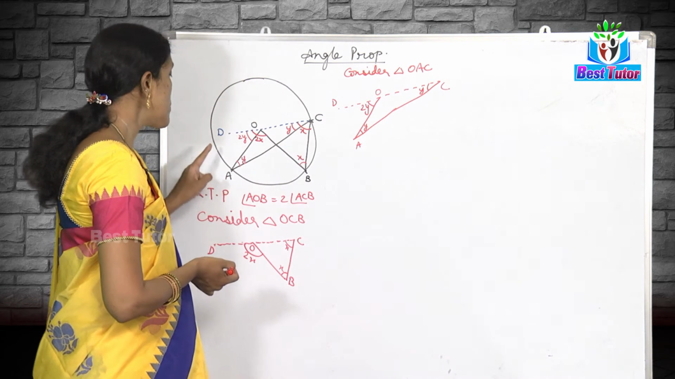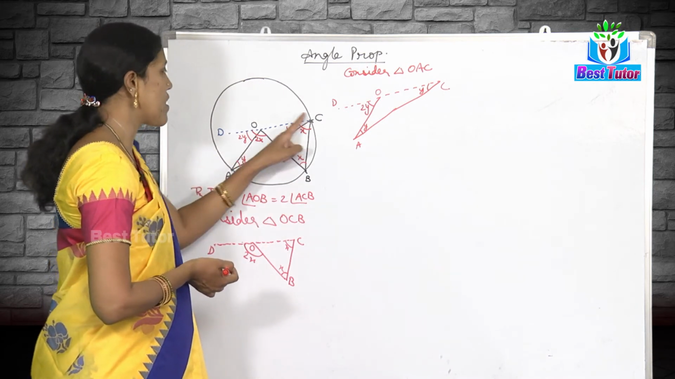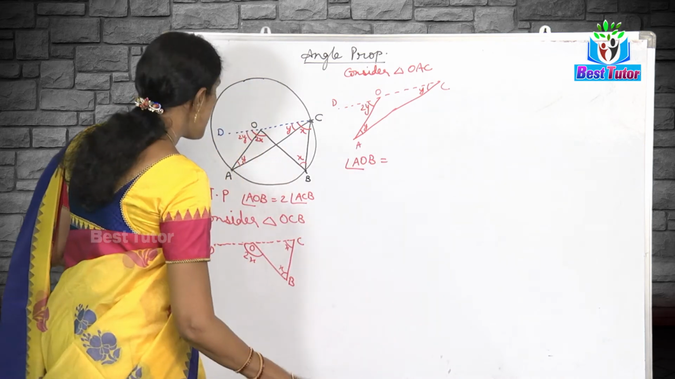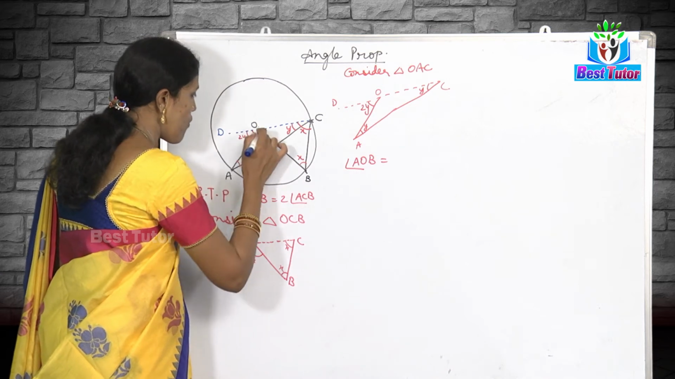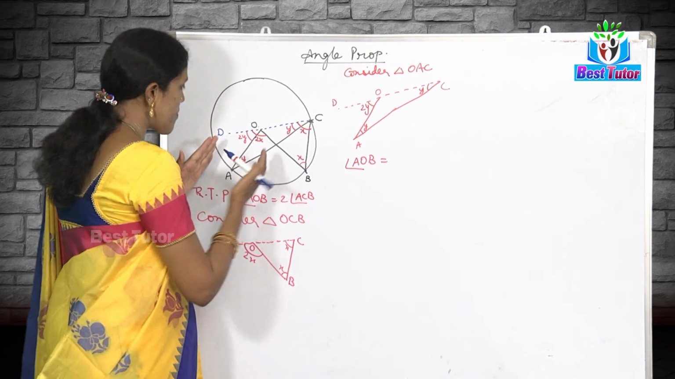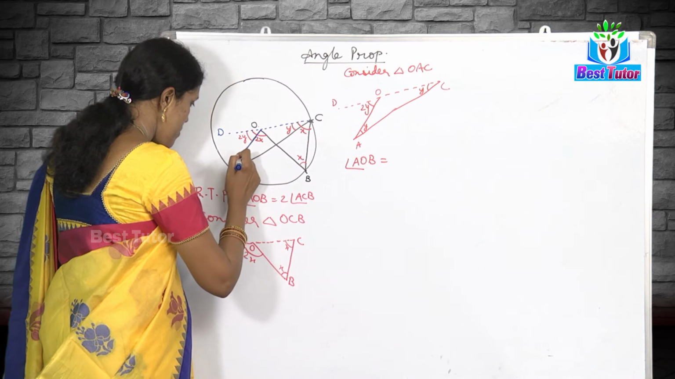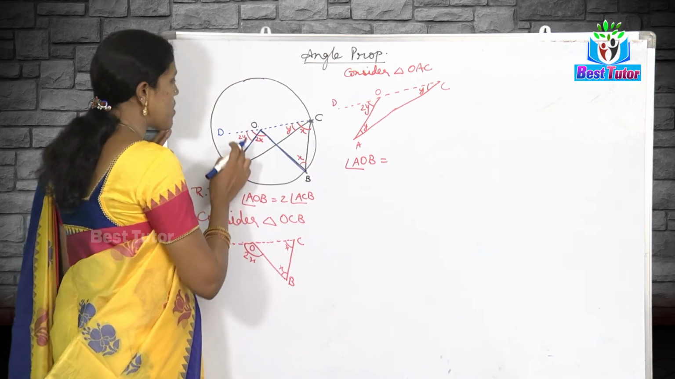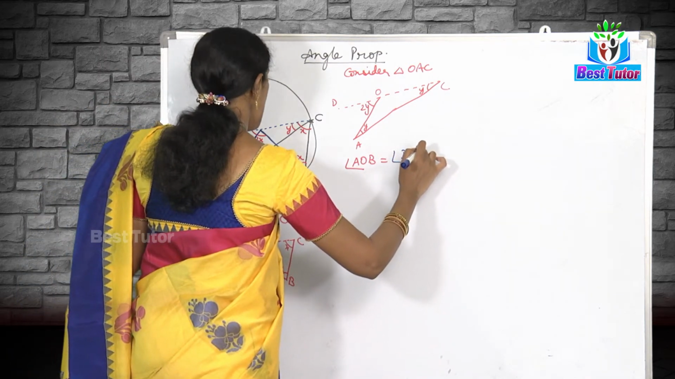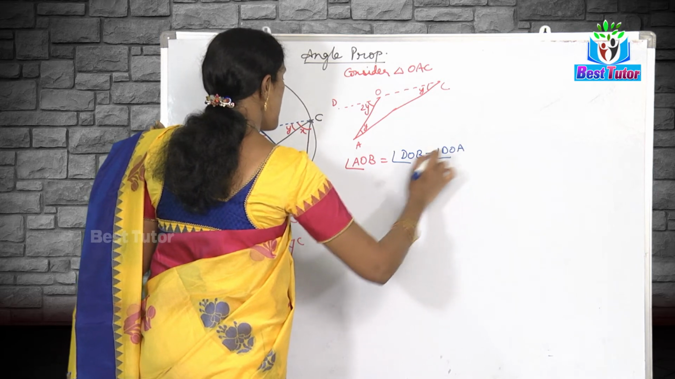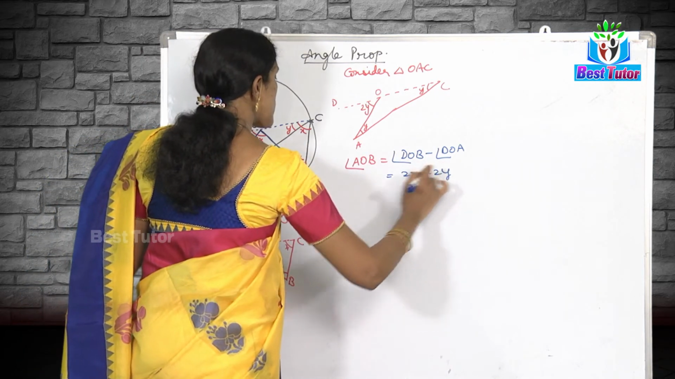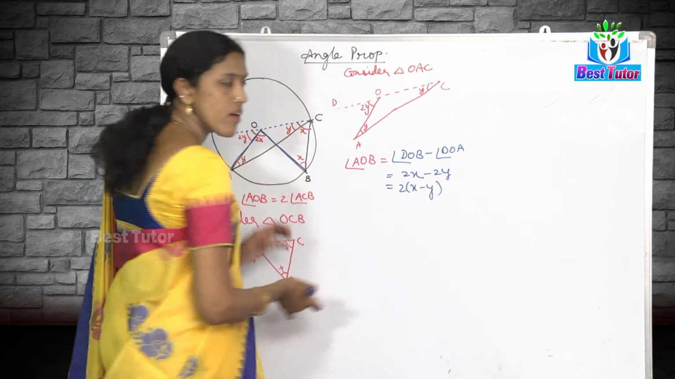Now what are we supposed to prove? Angle AOB is equal to twice angle ACB. What is angle AOB? Angle AOB is angle DOB minus angle DOA. If we observe, this angle is what we require. This angle is equal to the bigger angle minus the small part of the angle, that is, angle DOB minus angle DOA. What is angle DOB equal to? 2x. What is angle DOA equal to? 2y. So it's going to be 2 into (x minus y). It is very simple.